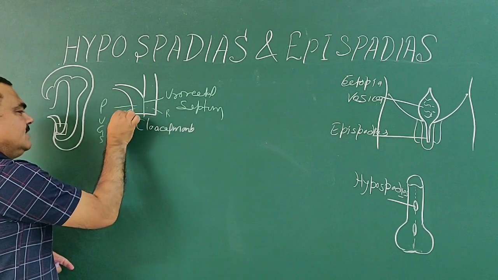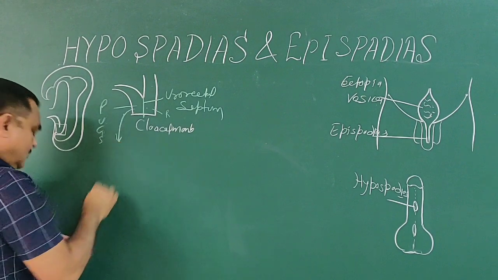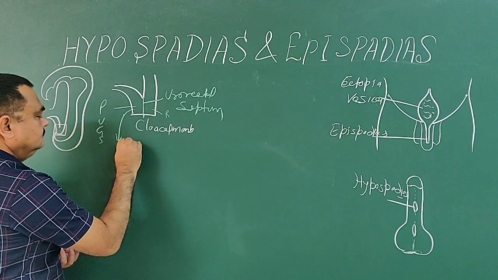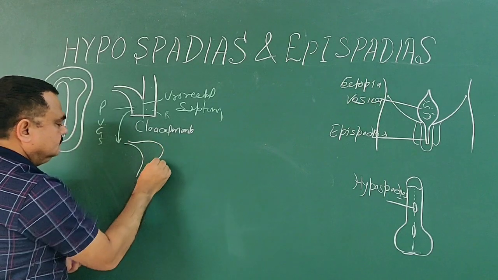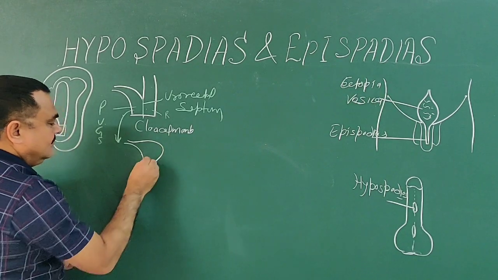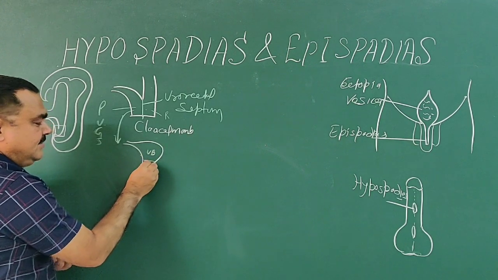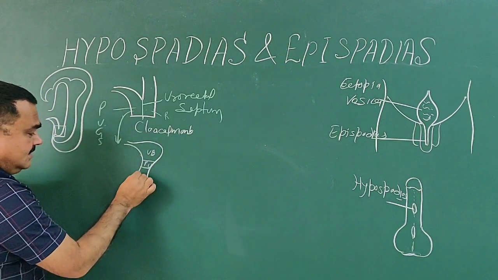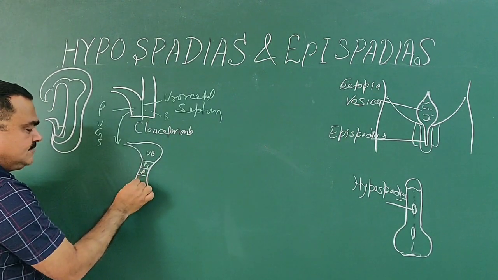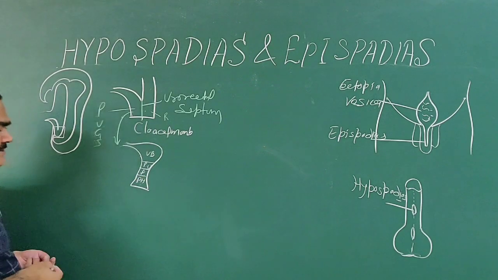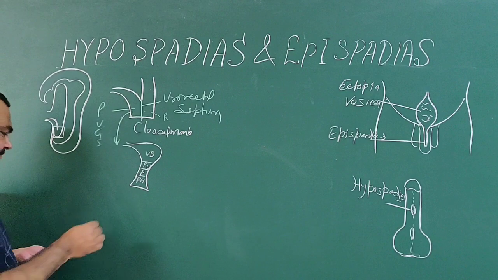If you see, this gradually develops into the urinary bladder and primitive urethra. This is the pelvic part of the urogenital sinus. This is the phallic part of the urogenital sinus.